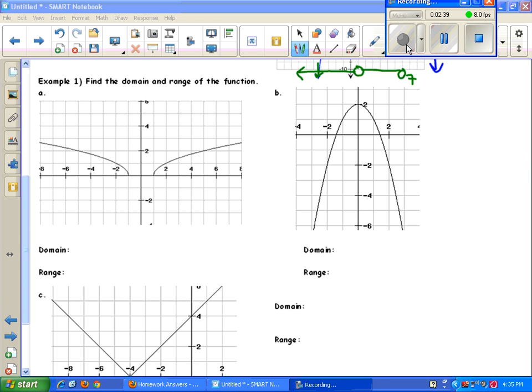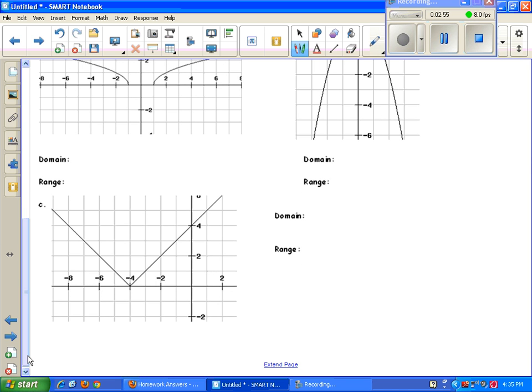Now for this next part, it says, example, find the domain and range of the function. What you all will have to do on your homework for these notes is do this on your own, and then we will go through and check these answers tomorrow. So I'm going to go ahead and skip to the next part.